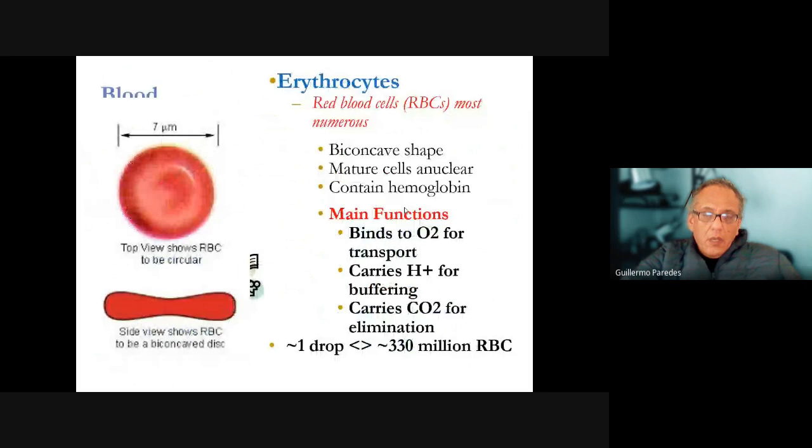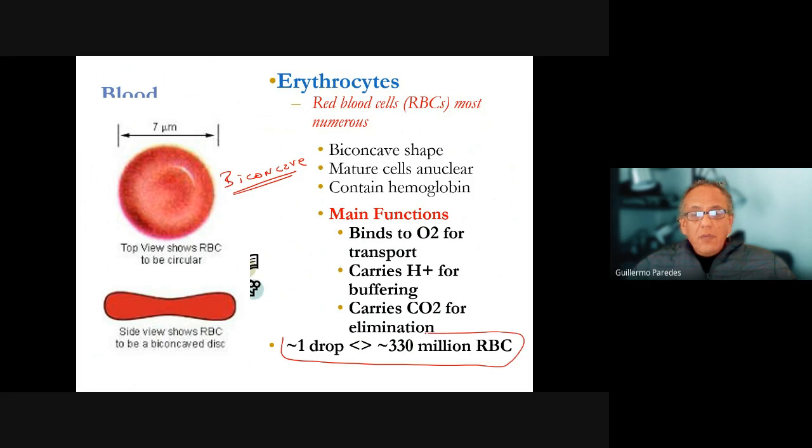All right, so just the erythrocyte, or red blood cells. This is the biconcave shape. That is when they lose the nucleus after coming out from the bone marrow. And just to give you an idea, in one drop of blood, we have 330 million red blood cells. How to make sense of that?